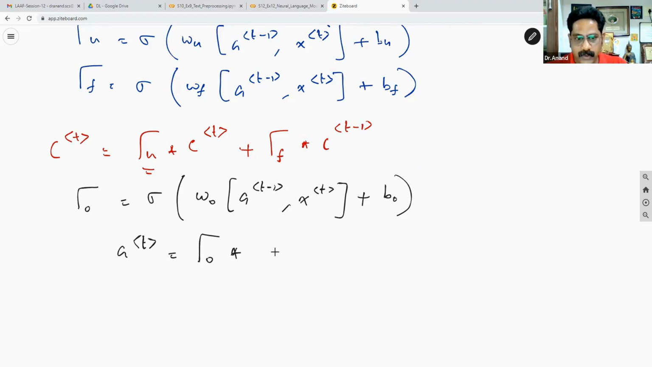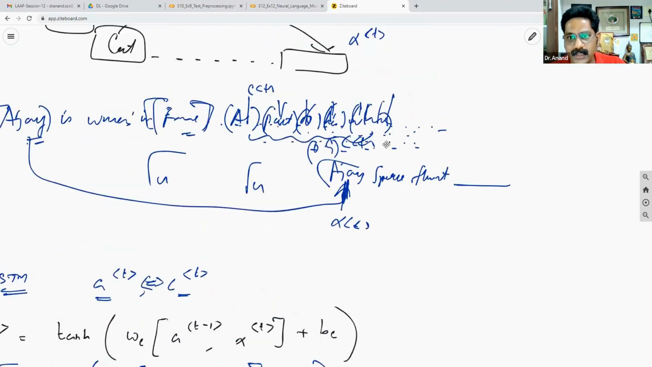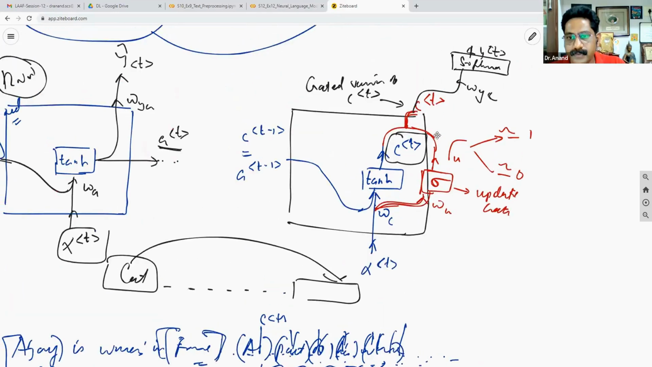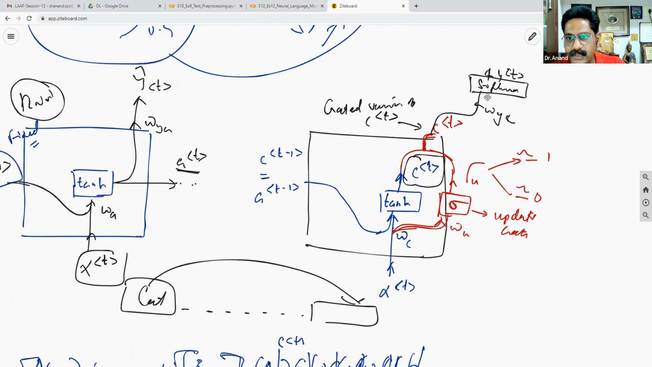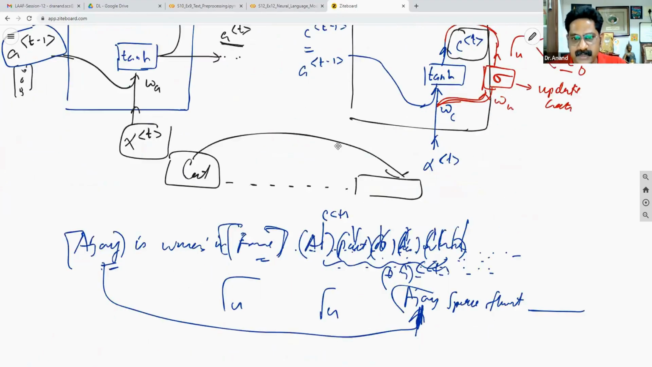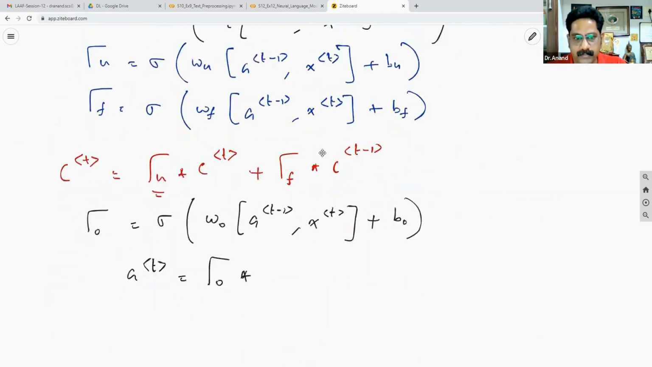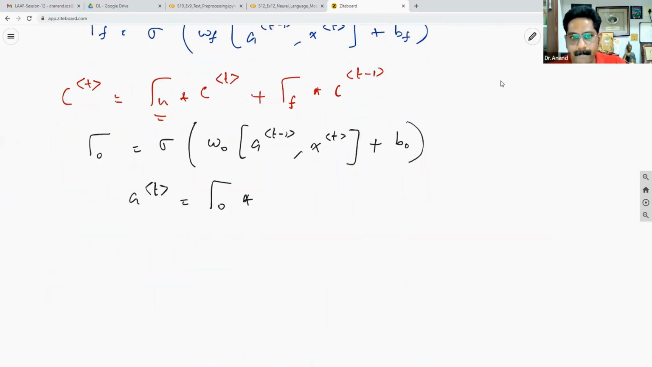Finally, where is the path of your CT? Your CT should reach the output side to yield Y cap, right? So before your CT reaches that zone, it is being weighted by the output gate. Let me write like this.